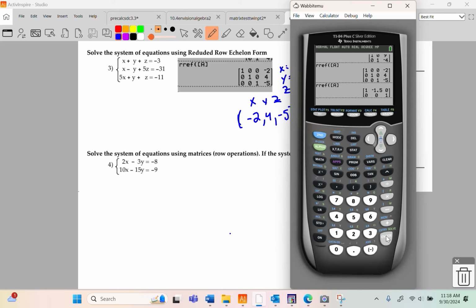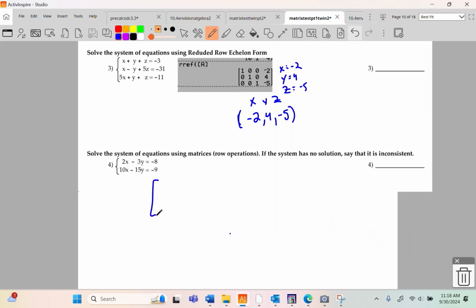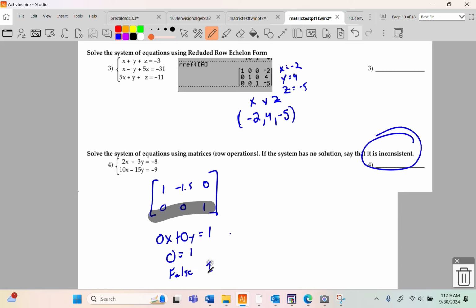So this one's kind of special. It is a pattern. And what's important is that bottom row right there. That bottom row, again, says no x plus no y is 1. So it says 0 is 1, which is false. Inconsistent. Moving forward.